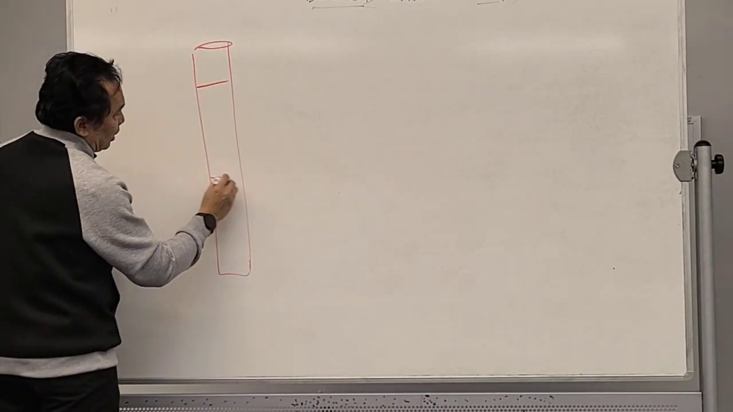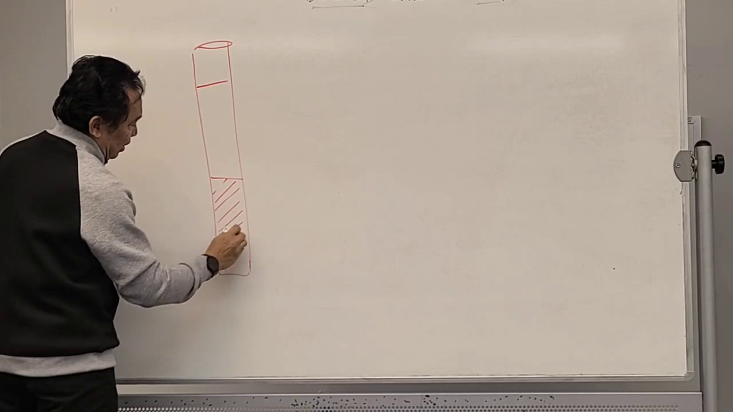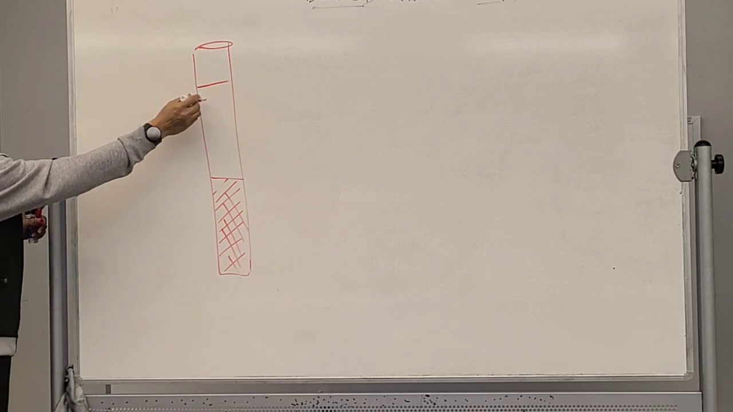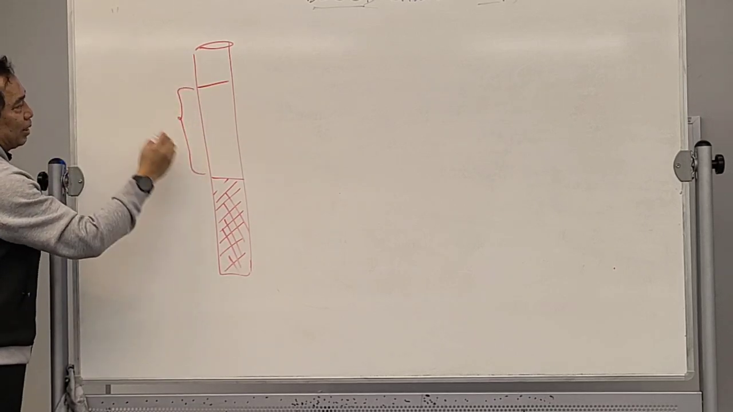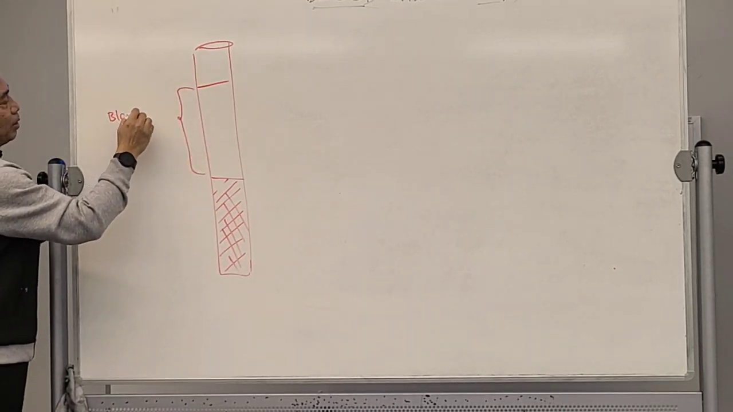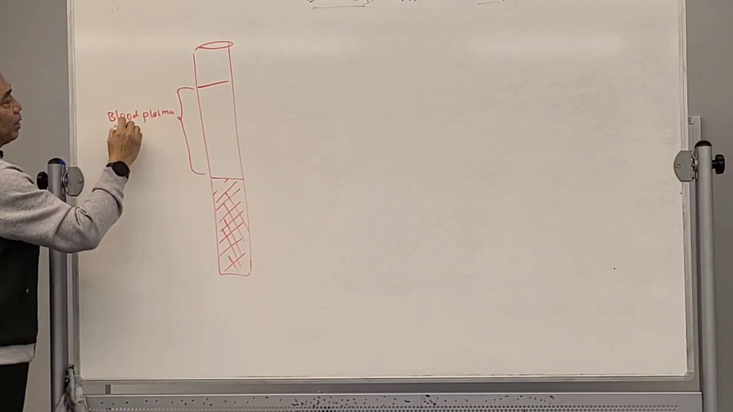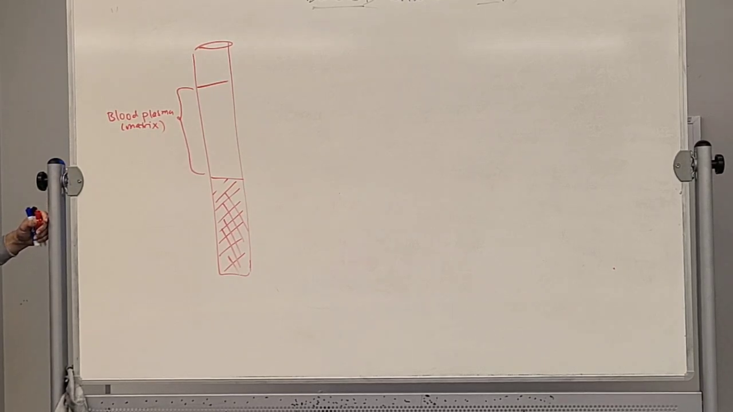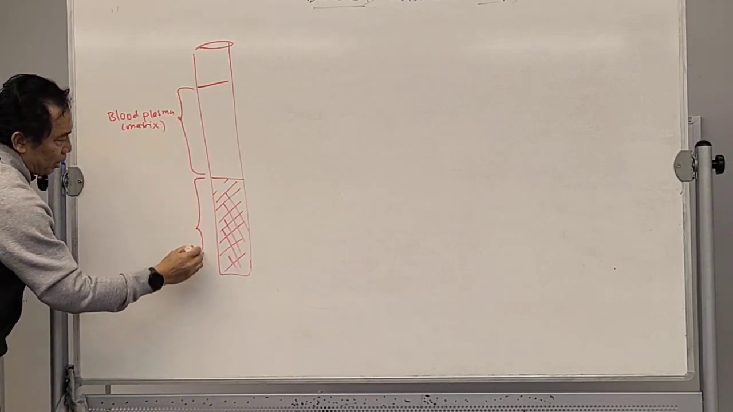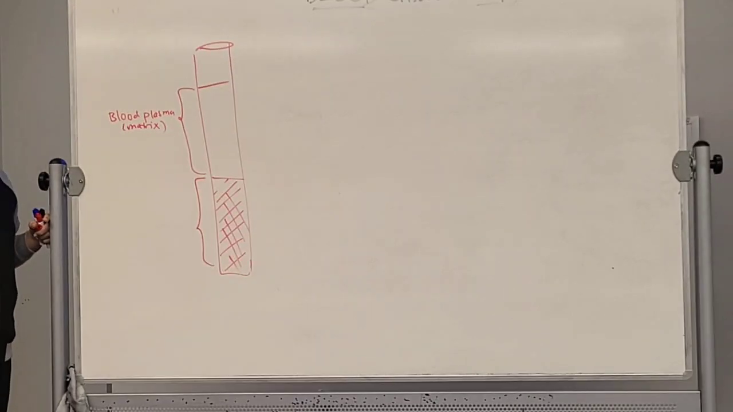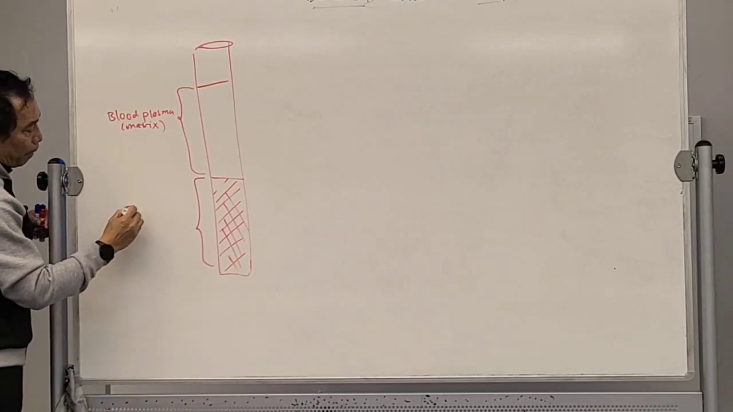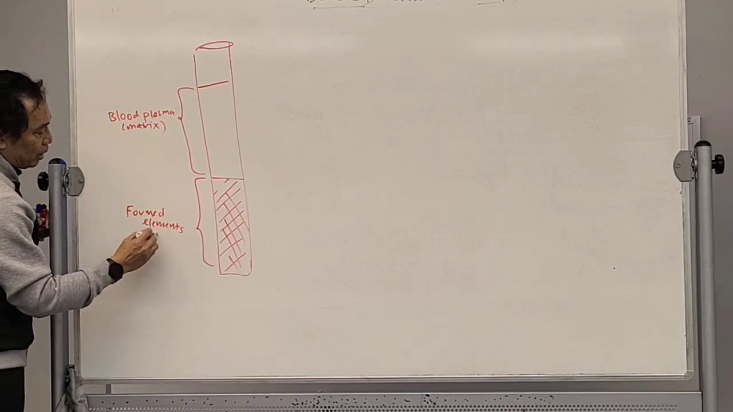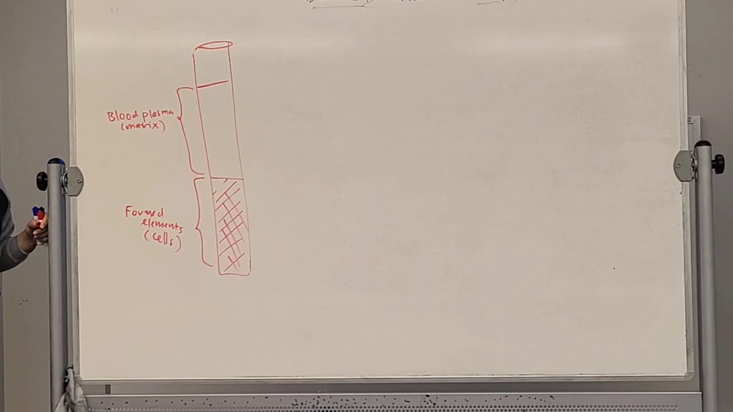Okay, the cell will be here. And the liquid, which is the blood plasma. So this is blood plasma, which is the matrix, right? It will be on the top. And the bottom one over here will be the formed elements, the cells, the blood cells.